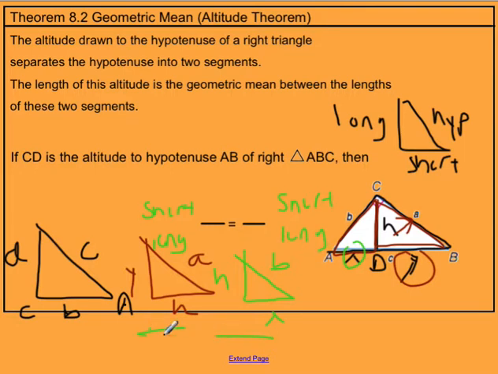So taking a look at this one right here, my short leg is H. My long leg is Y. My short leg of this triangle is X, that's going to go on the top. My long leg is H. So notice I have these two Y's sitting opposite each other. That means I've correctly set up the geometric mean. Okay, so let's take a look at another theorem now.